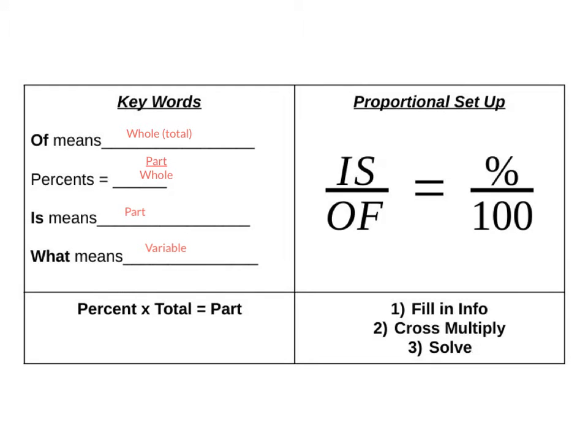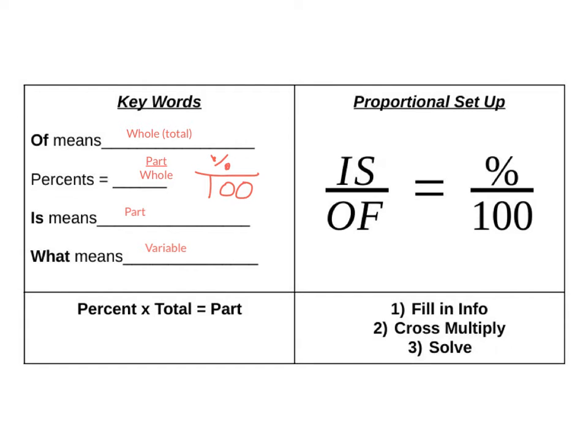Okay, so before we get started here, let's look at a couple keywords. The first one being "of." The "of" portion typically stands for your whole or the total, where the percent is a part over whole. Now this also refers to your percent value over 100, because percents are always out of 100%. Now the "is" typically represents the part of the whole, and typically you'll see a "what," which would mean your variable, what you're looking for.